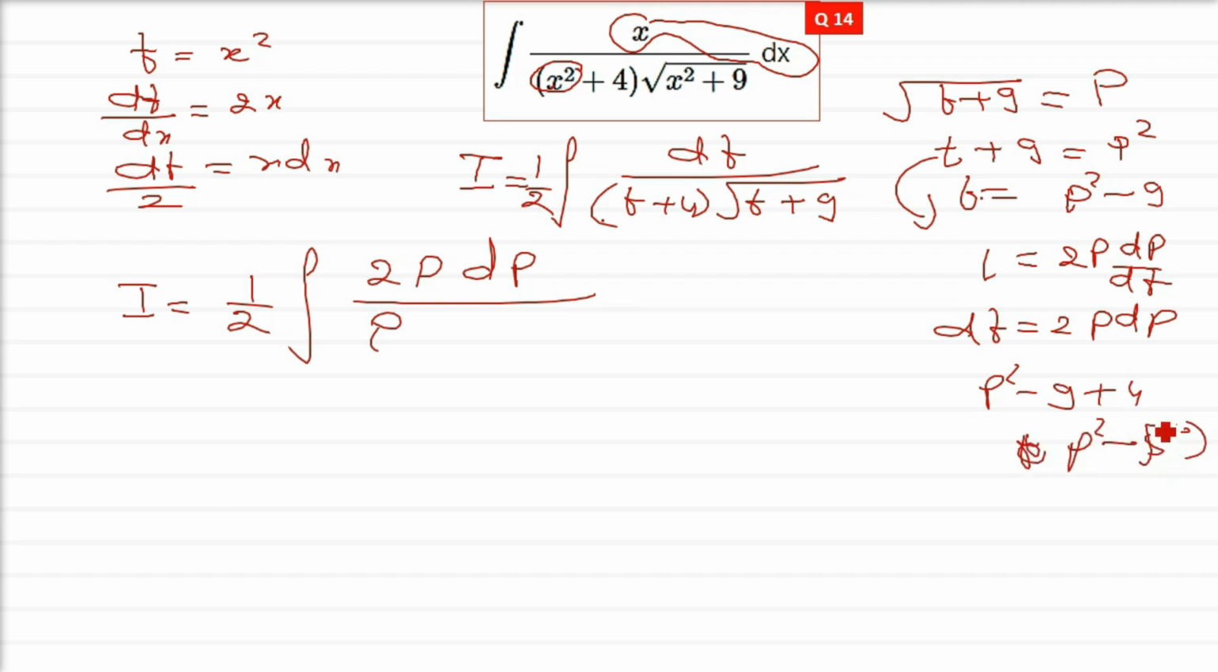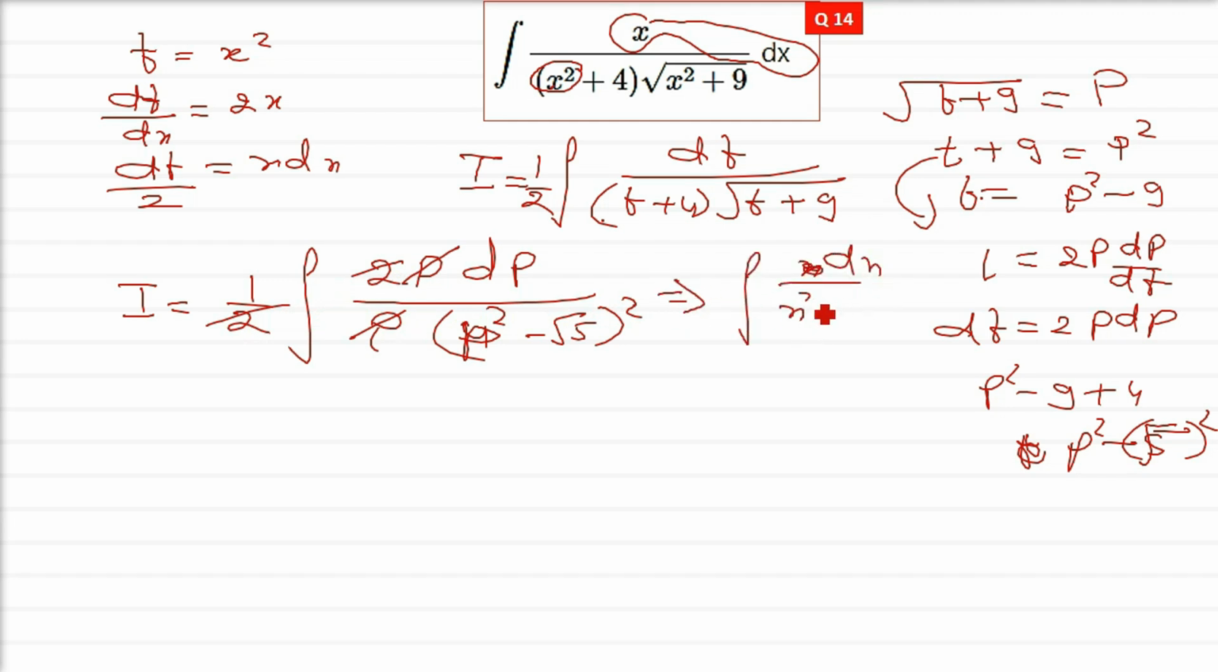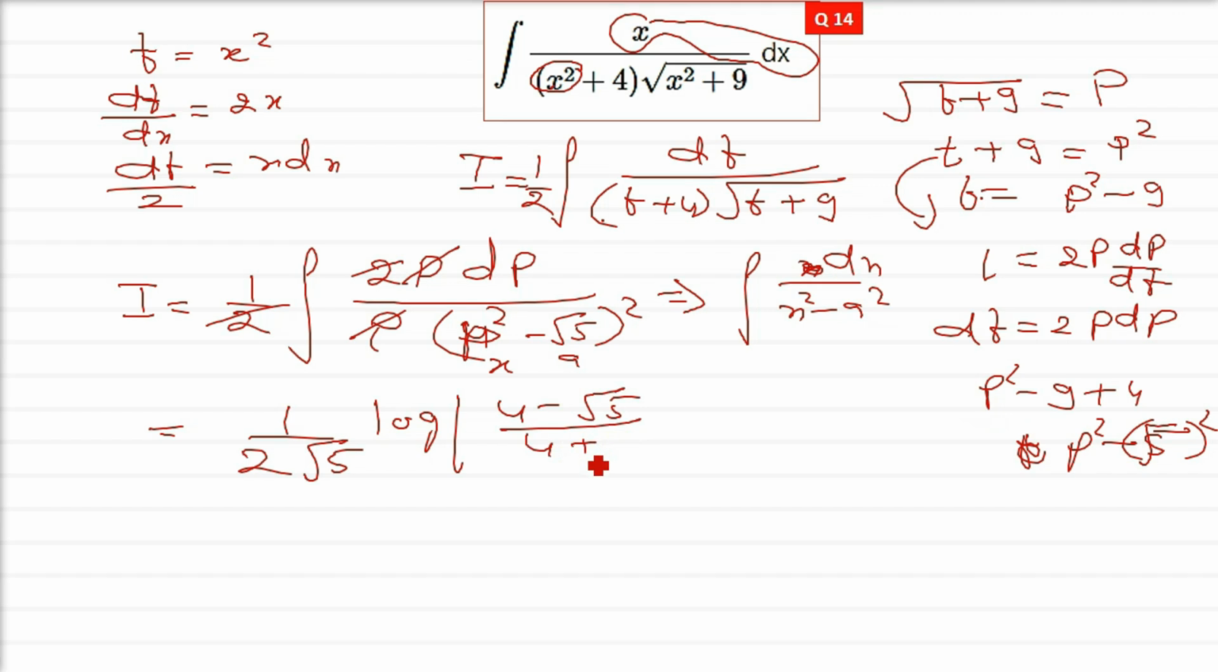We don't want to write this negative 5. We'll write it as (√5)². So p into (p² minus (√5)²) will come. P gets cancelled, 2 gets cancelled. You just have to integrate dp by (p² minus (√5)²). So you have the formula for dx by (x² minus a²). So this will be 1 by 2a. A is what? √5 here. In place of x, we'll take p. So 1 by 2√5 log modulus of (u minus √5) by (u plus √5).